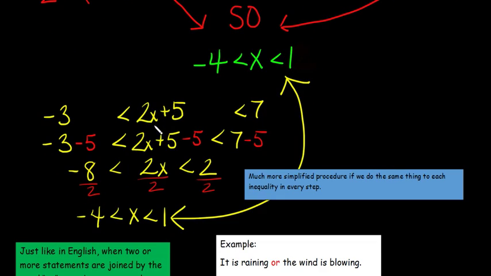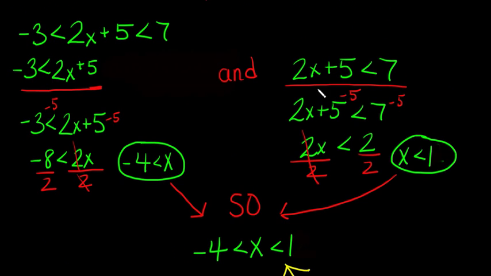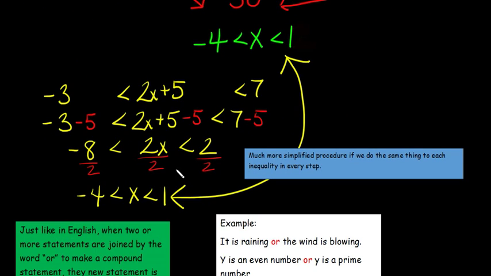I want my x by itself. So the first thing I want to do is get rid of my 5, take away 5. If I do it here, I have to do it over here on this side of the inequality and over here on this side of the inequality, just like I did over here when I separated it. So that gives me -8. That's less than 2x. That's less than 2.